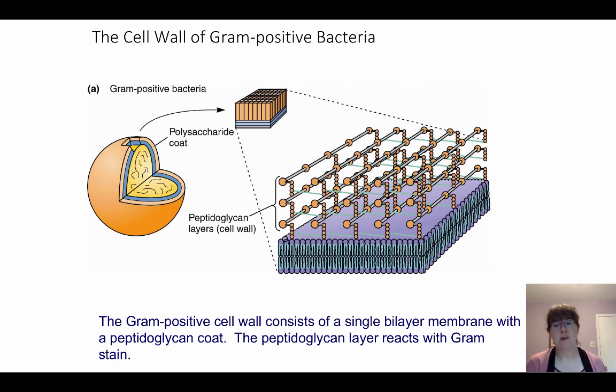For gram-positive bacteria, you can have up to 20 layers of peptidoglycan. So this can be a fairly thick sugar coat. And it is this peptidoglycan layer that then will react with gram stain, which by the way is purple.